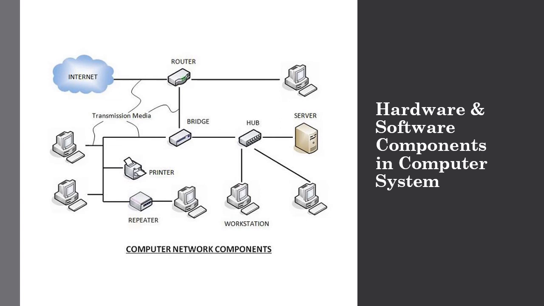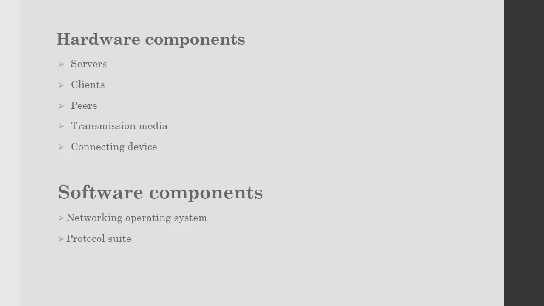So now we are seeing some of the software components. Here are the components: networking operating system and protocol suite. The networking operating system is typically installed on the server and facilitates workstations in the network to share files, databases, applications, and so on.